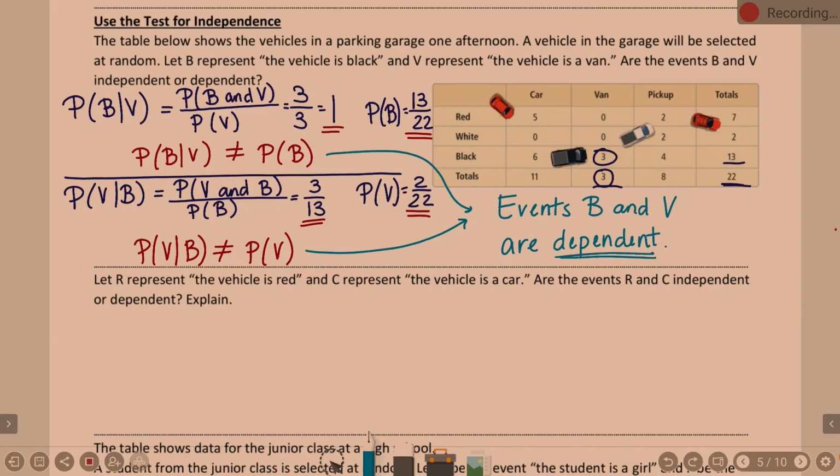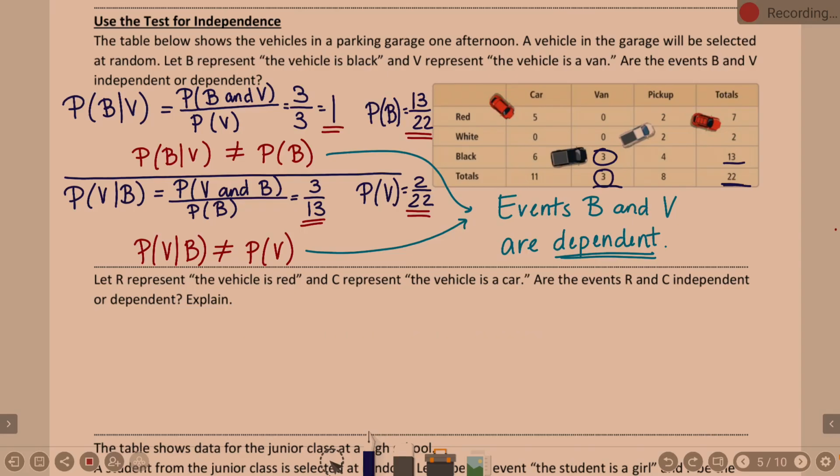Okay, and that's your proof to show it. Now, if you think about it, does that make sense? There's only 3 vans, and they're all black. They can't really be independent of each other in this scenario, because that means they're all the same, that'd be all the cars in the garage. So, okay, let's try another.